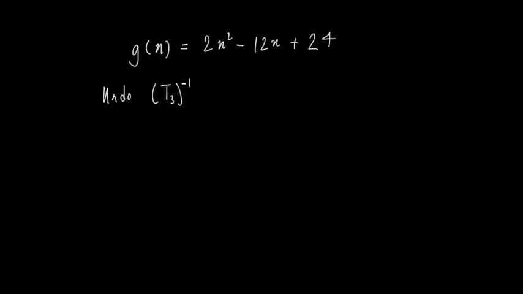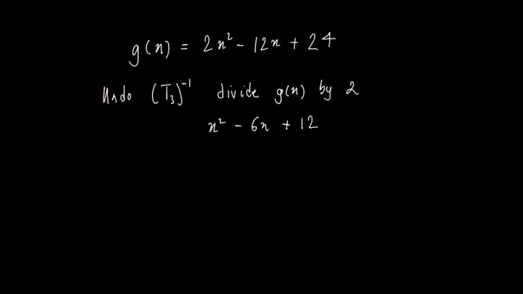So we want to divide g of x by 2, because the vertical scale factor was 2. So to undo that, we need to divide everything by 2. So we'll divide each term by 2. So we'll get x squared minus 6x plus 12.